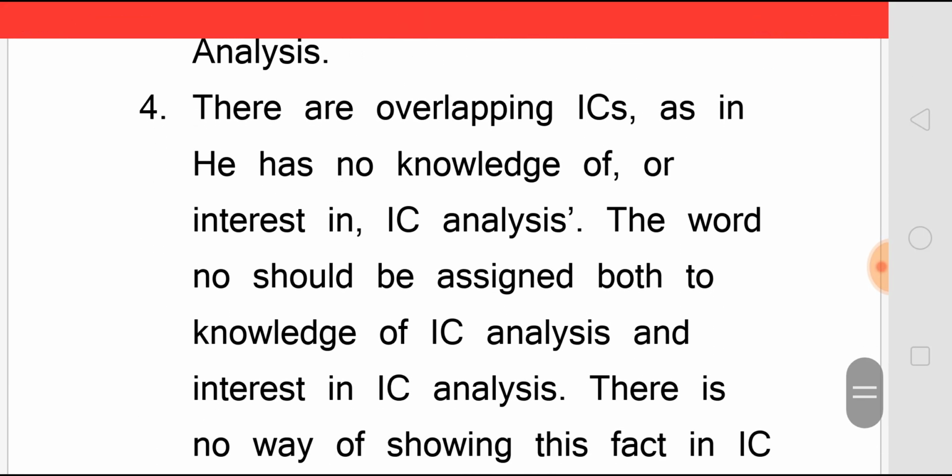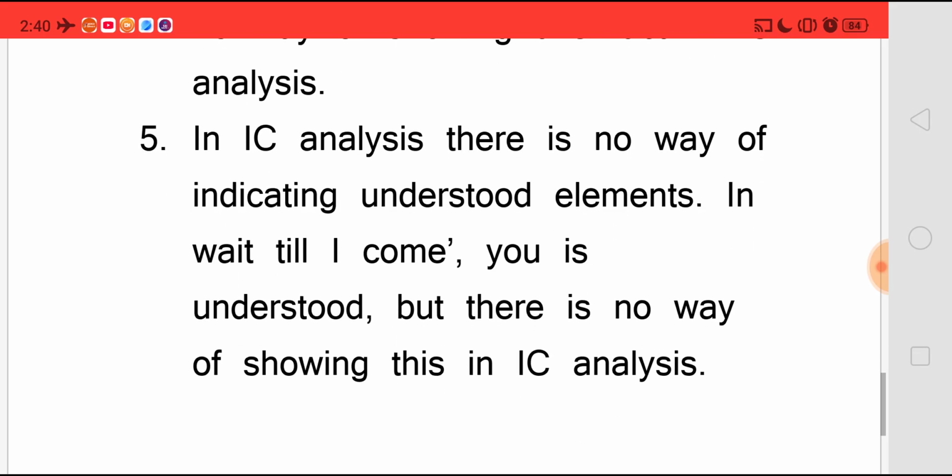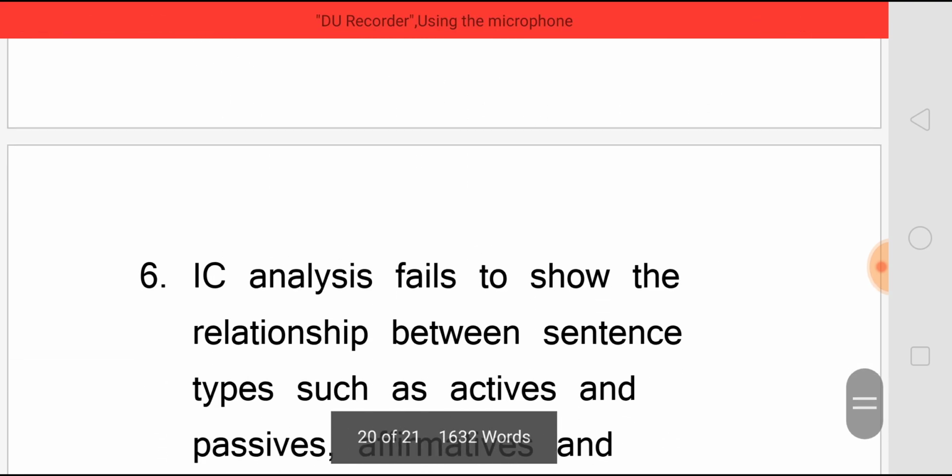There are overlapping ICs, as in he has no knowledge of IC analysis, or he has no knowledge or interest in IC analysis. The word no should be assigned both to knowledge of IC analysis and interest in IC analysis. There is no way of showing this fact in IC analysis. In IC analysis, there is no way of indicating understood elements. In wait till I come, you is understood, but there is no way of showing this in IC analysis.